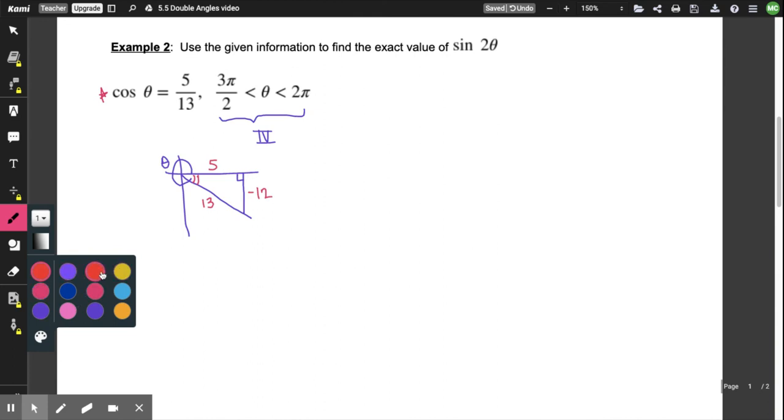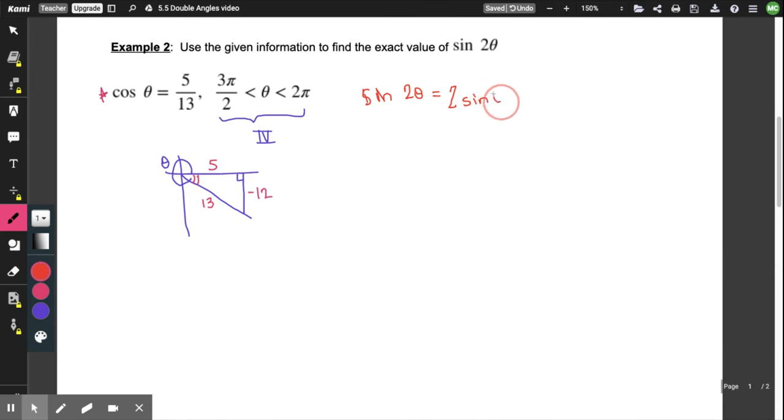I think I'll do this in red now. So what I'm being charged with finding is sine of 2 theta. So I'm going to start by using the formula. My formula for sine of 2 theta is 2 sine theta cosine theta. I'm doing this because I don't know anything about the angle 2 theta, but I have a lot of information about the angle theta. So when I use this formula, it gives me the angle theta.